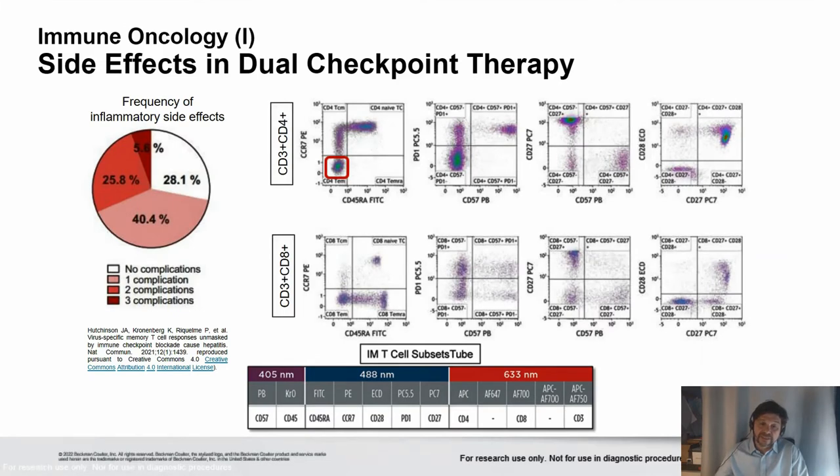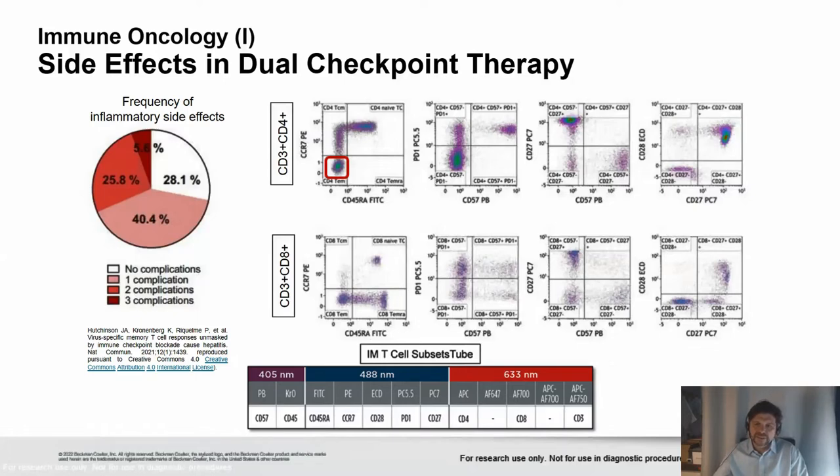On the upper left, we may see that inflammatory side effects in dual checkpoint therapy are not rare. So around 70% of all patients treated with dual checkpoint therapy would develop such complications. This might be a single complication only, but we also see that this might be more severe with a combination of several inflammatory side effects. So it's a very relevant question to understand how we could predict if a patient under treatment has a high likelihood to develop such complications or not.